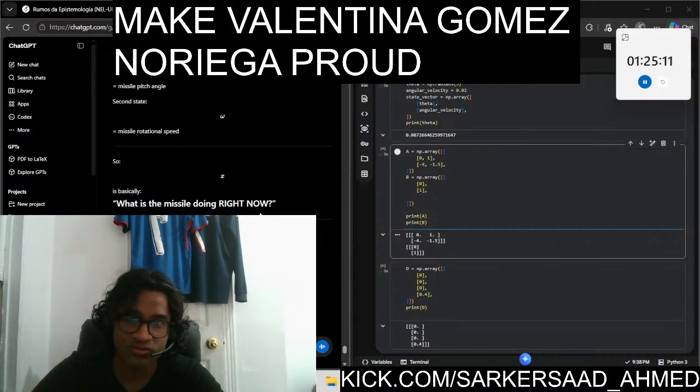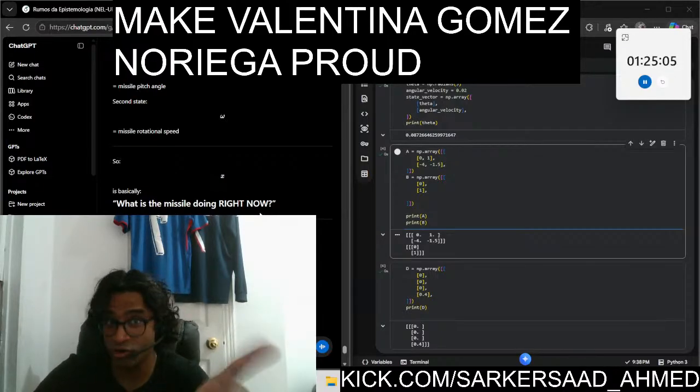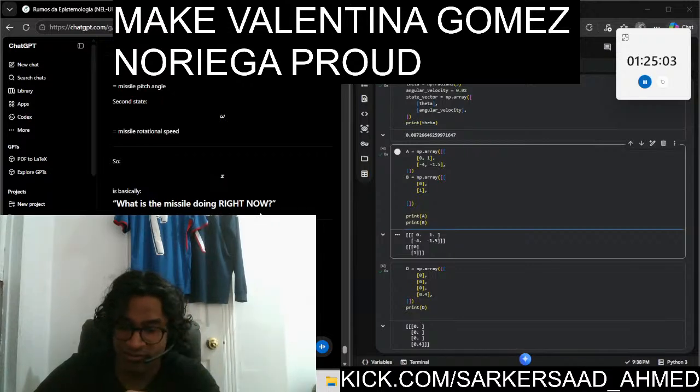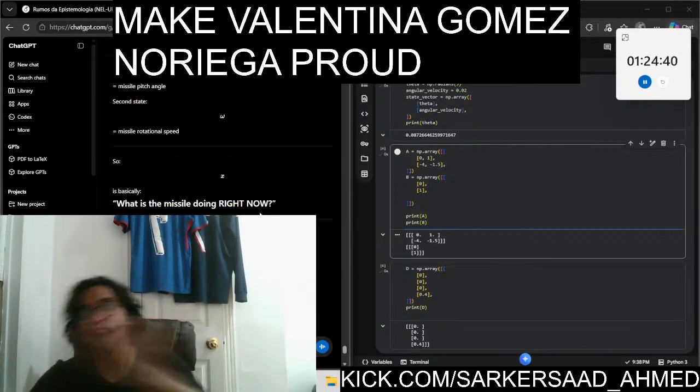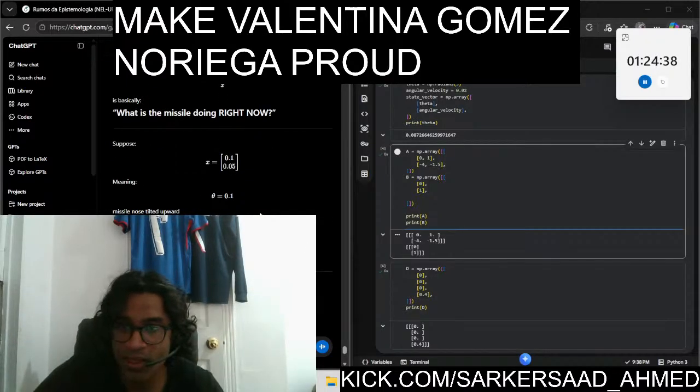Suppose x is 0.1, so theta is 0.1, and the velocity is 0.05, meaning the missile nose tilted upwards. 0.1 is big. In a hypersonic missile, 0.1 is like 10 degrees in an airplane and 5 degrees in a rocket. So 0.1 is big because hypersonic missiles are very sensitive. If I were to touch even a little, boom, it's going to deviate everywhere. So the missile nose will tilt upwards, and angular velocity means the missile rotating upwards slowly.